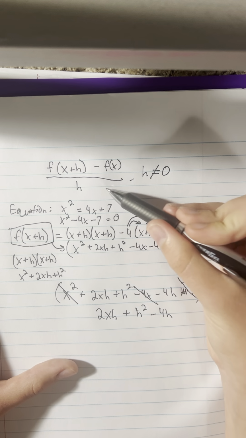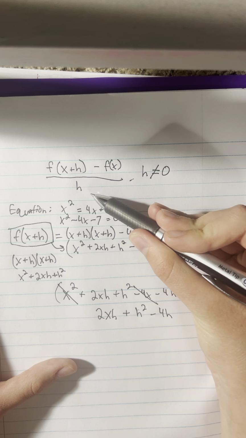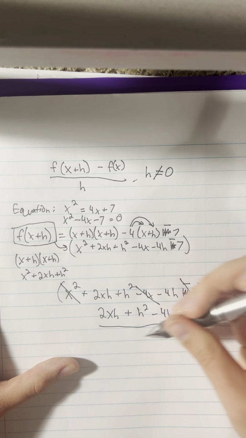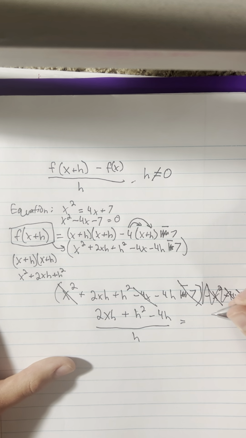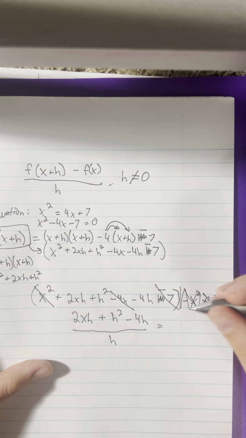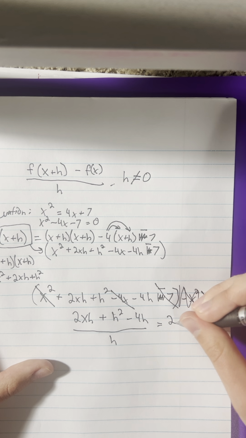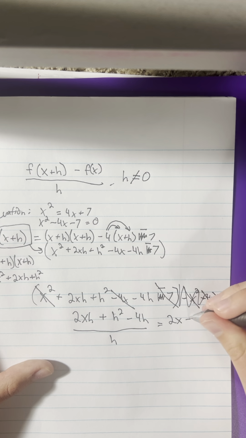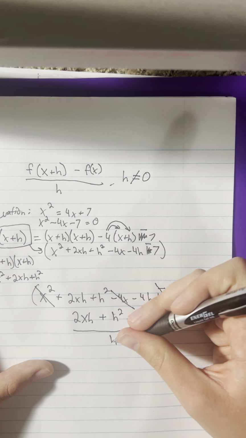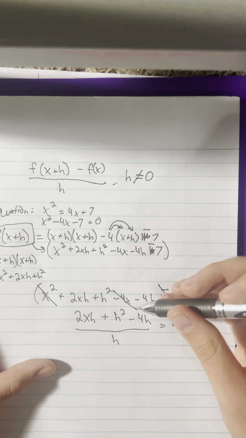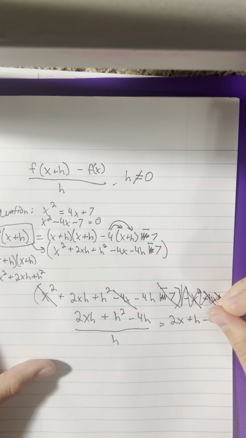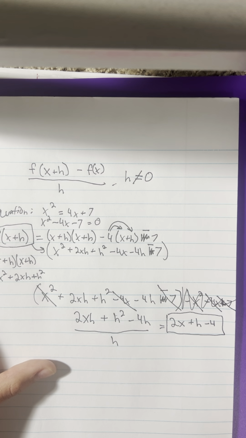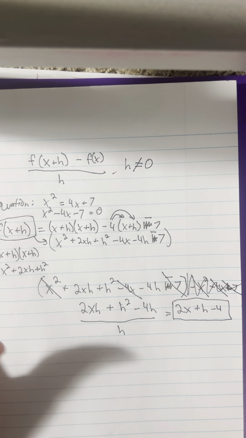And then remember, we did not divide by the h. Always divide by the h. Do not forget to divide by the h. So divide by h, and that gets us 2x, because this h cancels out, plus h, because we have two h's, minus 1h. So now there's one more h, and then minus 4. So this right here is our answer for this example.